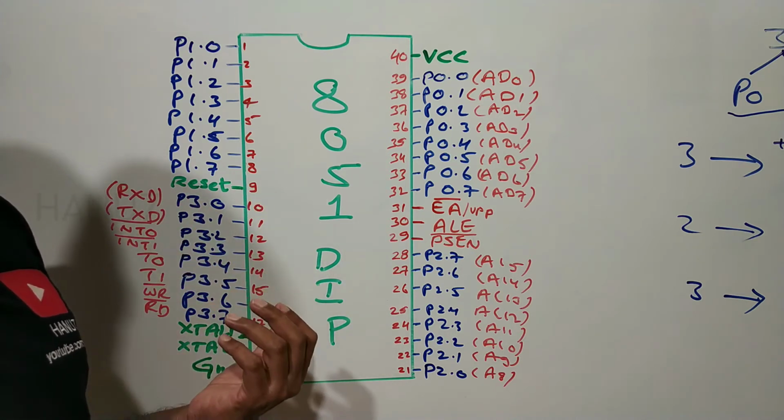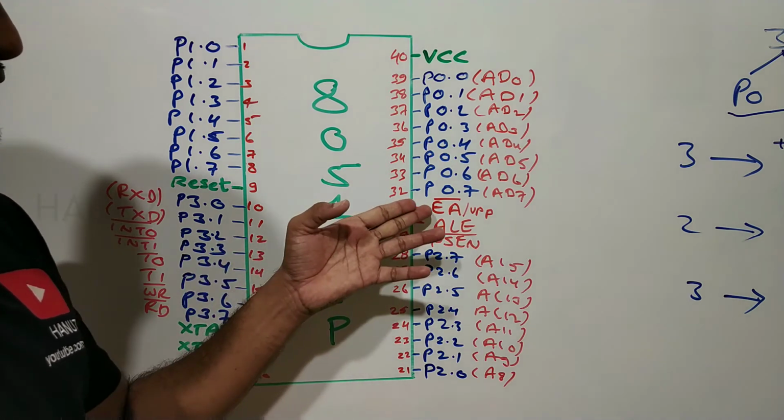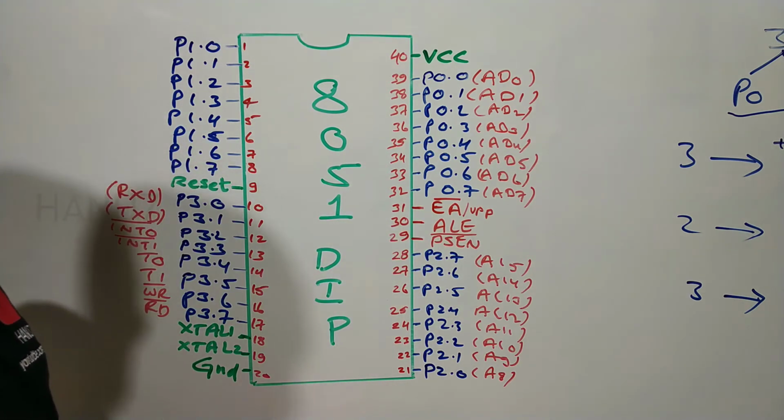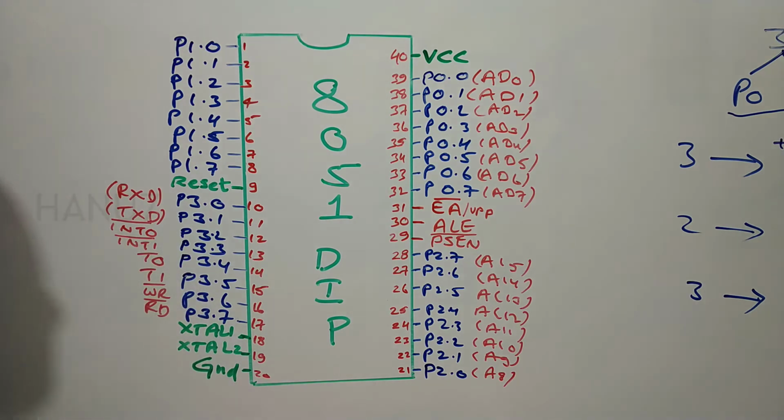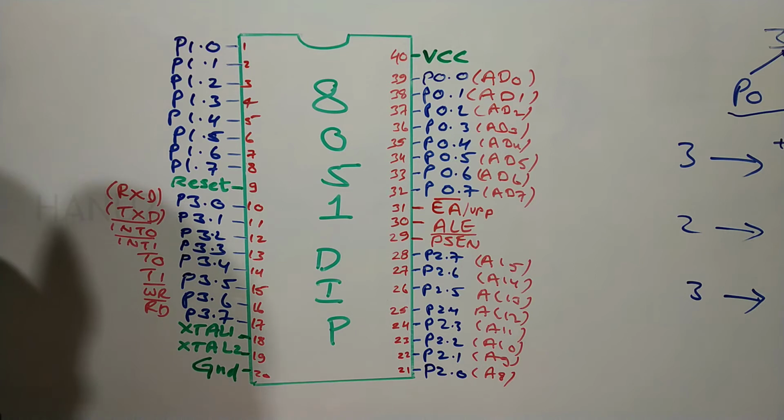Then power supply pins are 3: VCC, ground, reset. Crystal pins are 2, and the left out pins are only these 3: EA bar, ALE, PSEN bar. Now let us see the description of all these pins. So first, as I mentioned, the 4 ports are I/O.